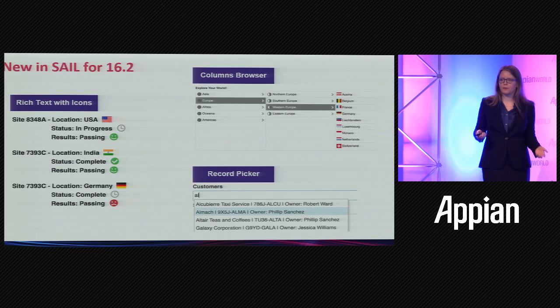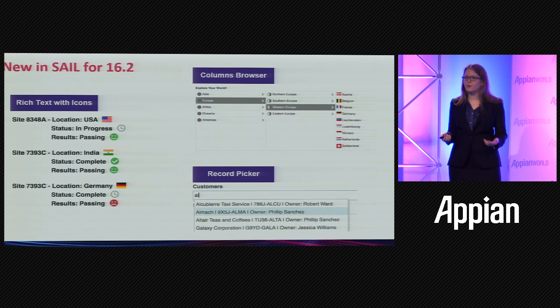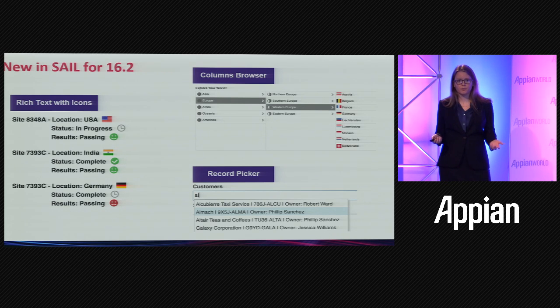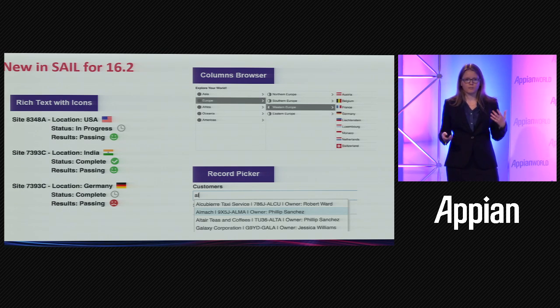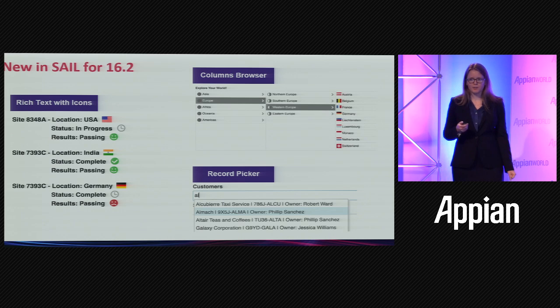So like I said, we're always investing in SAIL, always adding more components. That's true of 16.2. We have some new additions to the SAIL family. First up, now when you're using a rich text field, you can put icons in it too. This is a great way to make your rich text, your grids, your interfaces more engaging. You can add a little more color. You can convey more information by having that little icon in there. It's a lot of power in a little feature, and I can't wait to see what people are doing with it.